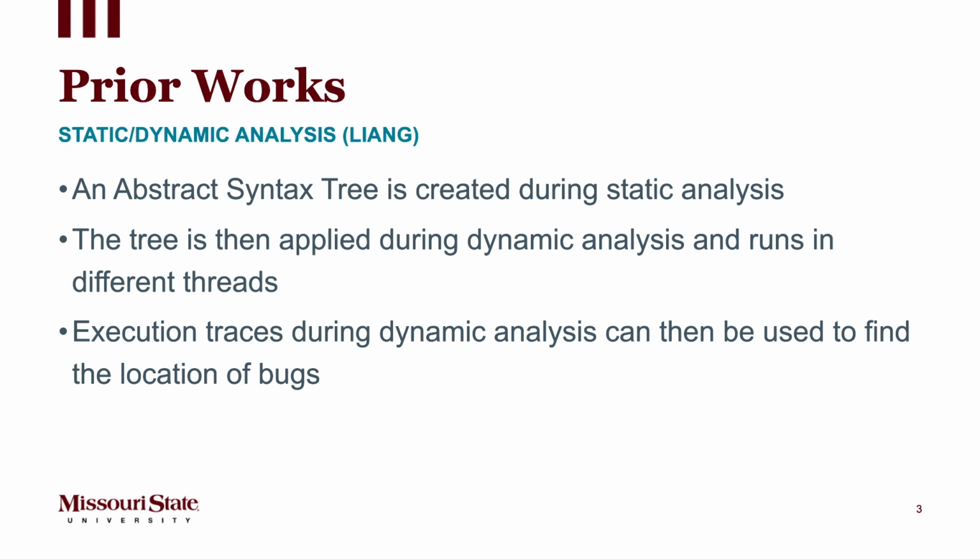During the dynamic analysis portion, there are execution traces that can be used to find the location of bugs, because one can actually follow the tree and work their way back to find the initial point that the logic started creating a concurrency bug, instead of simply flagging where the bug is or what the bug is. You can actually follow back and find where it was originally created.